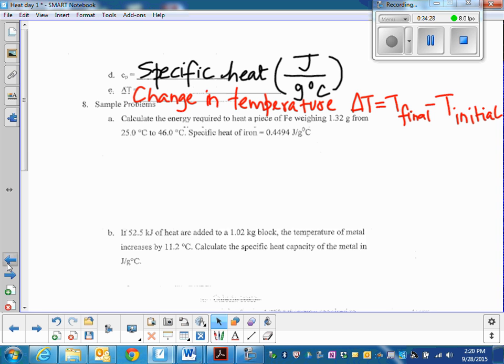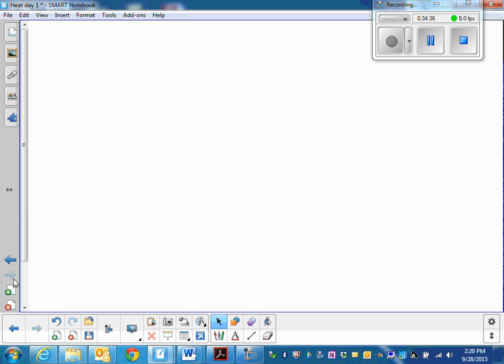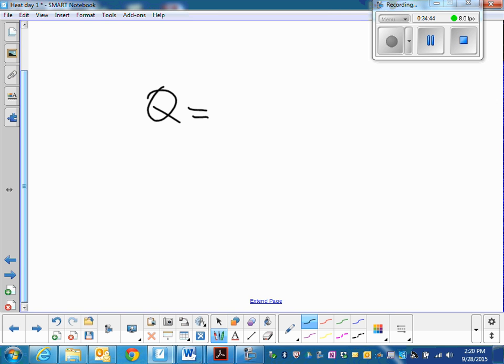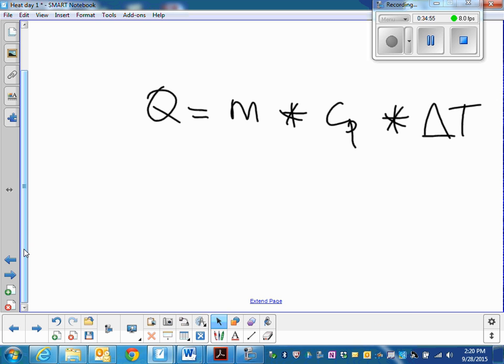Are we done? Okay. So the next concept that I'm teaching you is this. I made you write notes, but I never talked about it. What I'm teaching you is this formula. Q equals M times Cp times delta T. Okay? What does this mean?